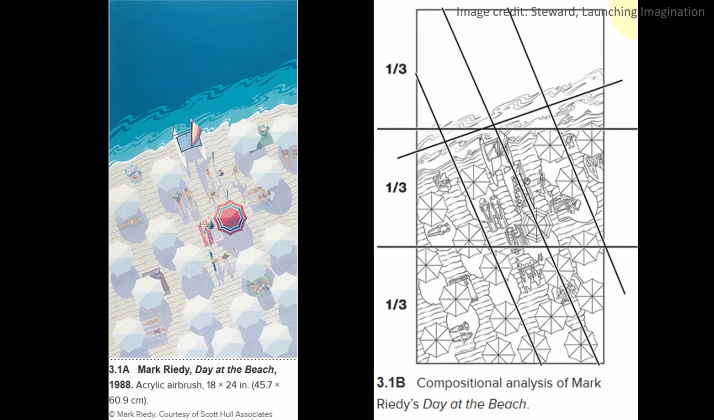So in this example, a painting by Mark Reedy, he used 3 major strategies to unify his composition, as you can see on the image on the right. So first, all major shapes are organized diagonally. As you can see, these umbrellas are organized diagonally from the lower left to the upper right. A series of parallel lines of the sea and the sand emphasize this diagonal structure. And second, the top third of the painting is filled with the blue water, whereas the 2/3 of it is filled with this sand.